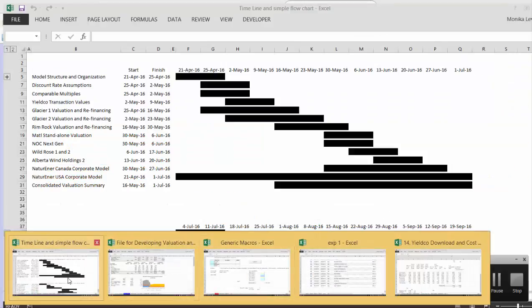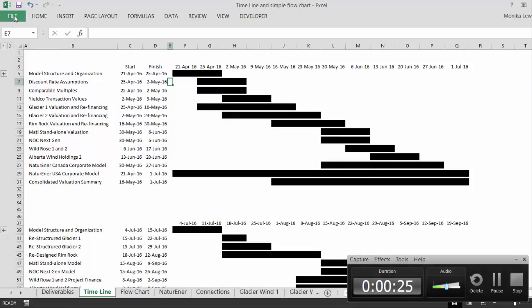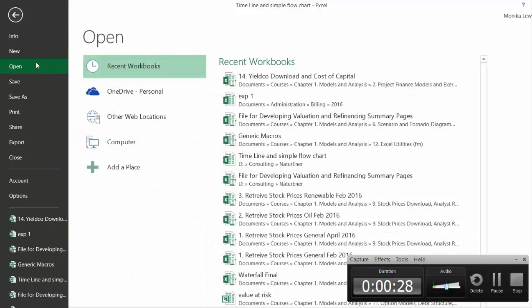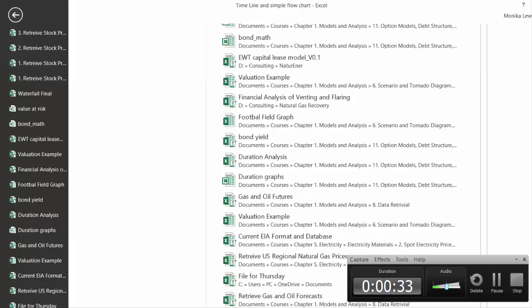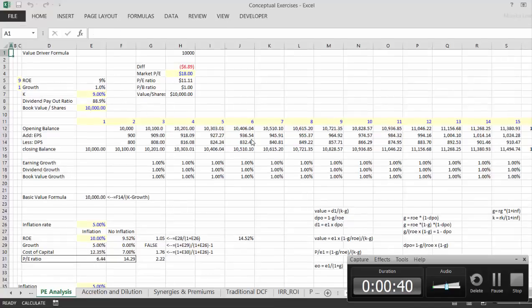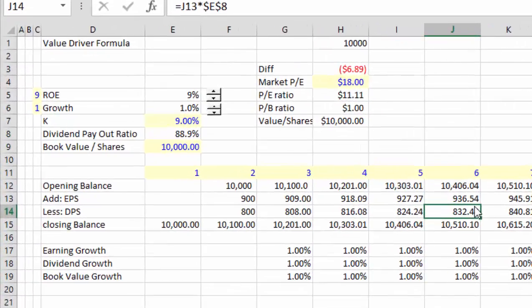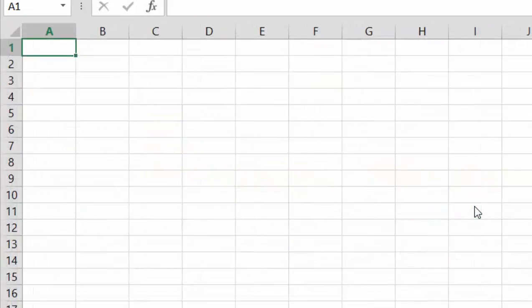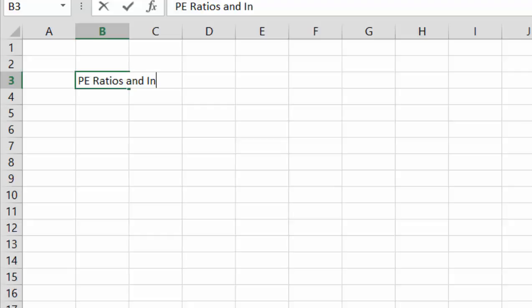I'm going to open a file, and I hope to find it here. It's called Conceptual Exercises. And I'm going to show you my program. This is going to be another file, and I kind of go nuts about this simplistic formula for the PE ratio. It's going to be about PE ratios and inflation.